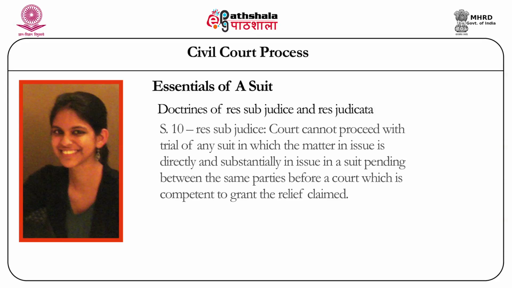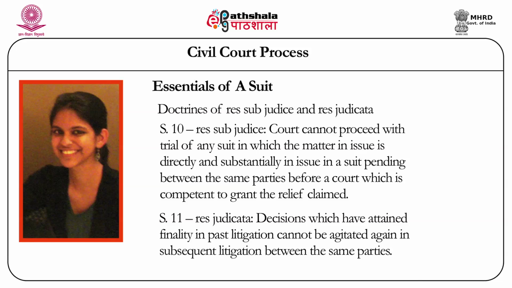It prohibits a court from proceeding with the trial of any suit in which the matter in issue is directly and substantially in issue in a suit pending between the same parties before a court which is competent to grant the relief claimed. The object is to prevent courts of concurrent jurisdiction from simultaneously entertaining and adjudicating upon 2 parallel litigations in respect of the same cause of action, subject matter, and relief. The second court, however, retains the powers to examine merits of the matter and pass interim orders.